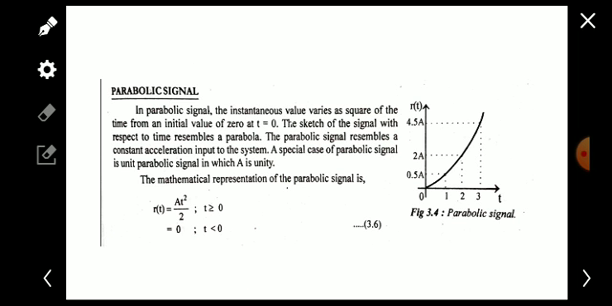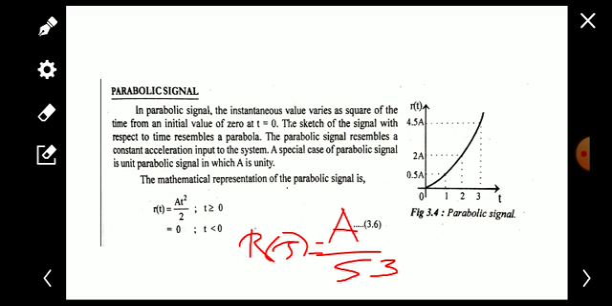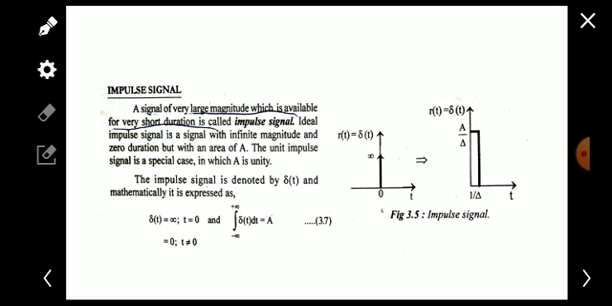For the parabolic signal, the representation is at square by 2, and the Laplace transform R of s is equal to a by s cube. When it is unit parabolic, a becomes 1 and R of s equals 1 by s cube. For an impulse signal, the Laplace transform of delta of t is 1. I hope all of you understand the standard signals and their Laplace transforms well. So thank you.